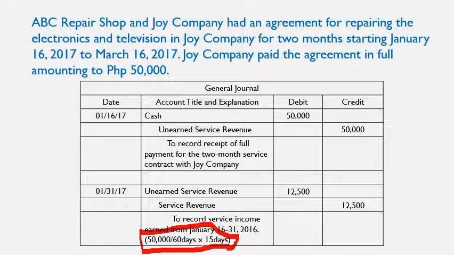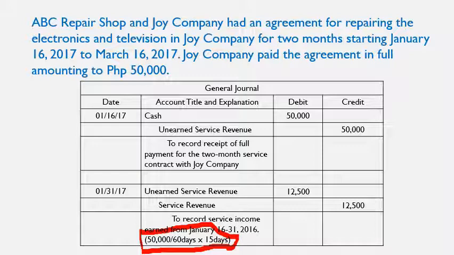How many days were you able to give service to Joy? From January 16 to January 31, you were only able to give 15 days of repair service. Okay? Let me repeat. You were only able to give repair service to Joy Company for 15 days, from January 16 to January 31. So, meaning, only those 15 days can be said to be the income or revenue of ABC Repair Shop.